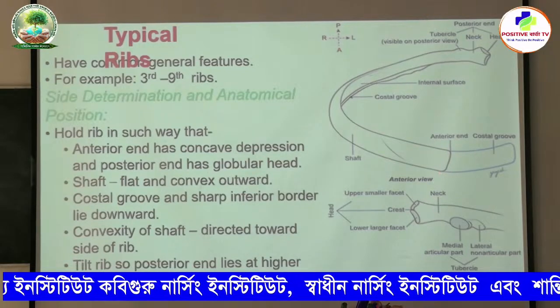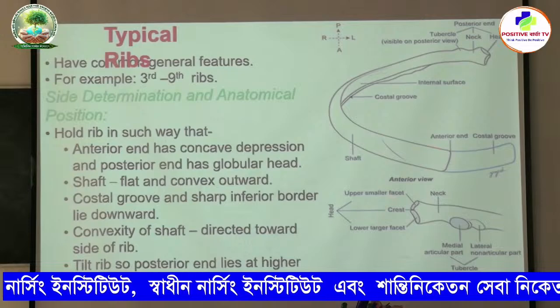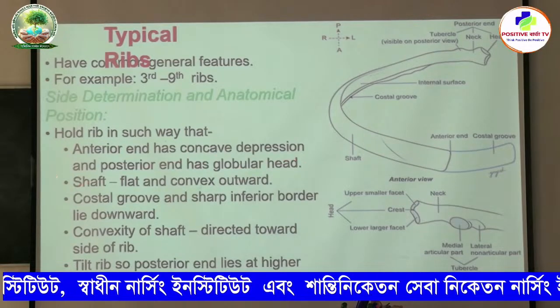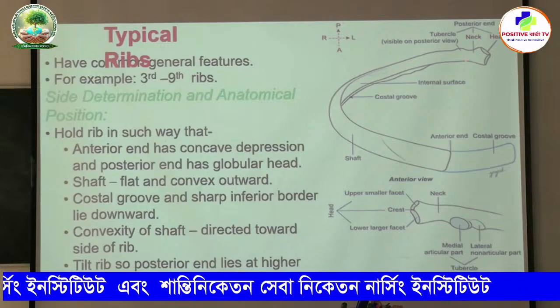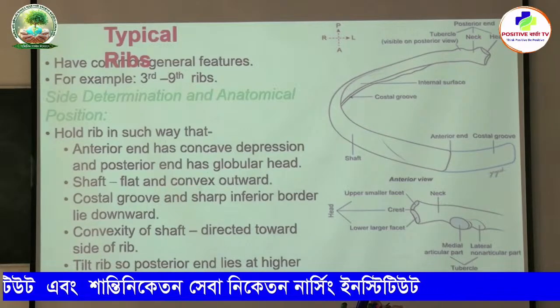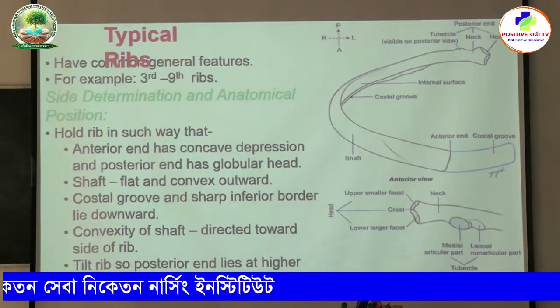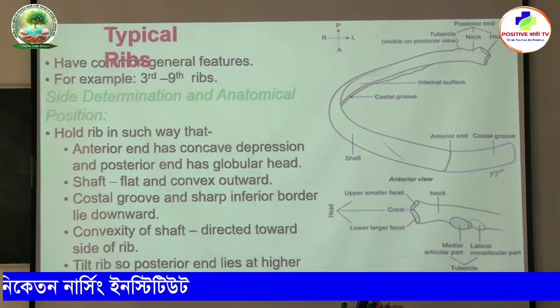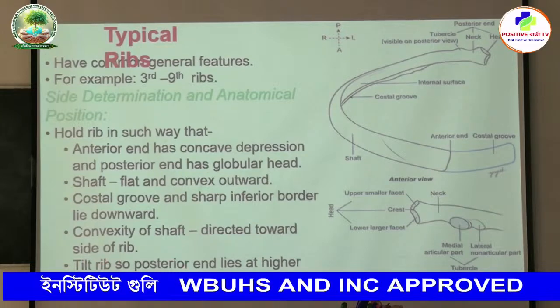See, this is the anterior end. It articulates with the costal cartilage, so here is a depression. The anterior end has a concave depression and the posterior end has a globular head. Here is the globular head. Okay, so the shaft is flat and convex outward. This is the shaft. The costal groove and shaft inferior border lie downward. This is the costal groove and the shaft border is lying inferiorly. The convexity of the shaft is directed towards the side of the rib.